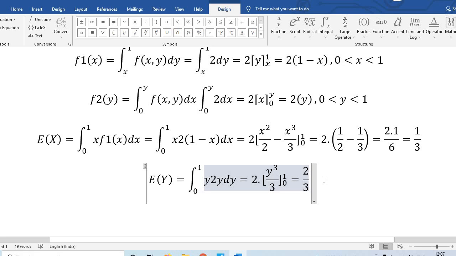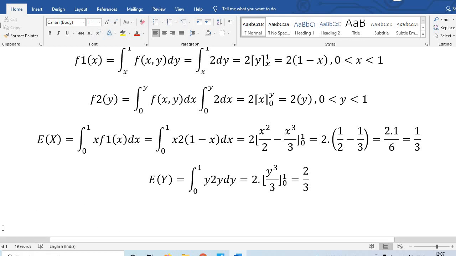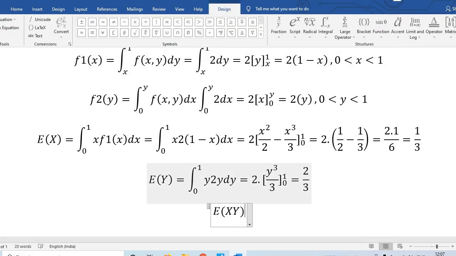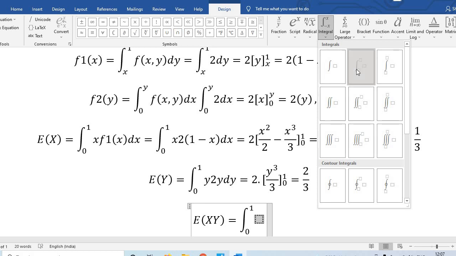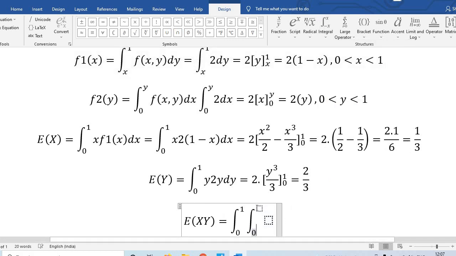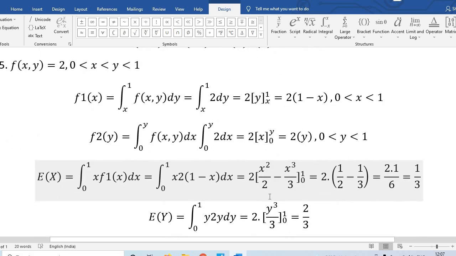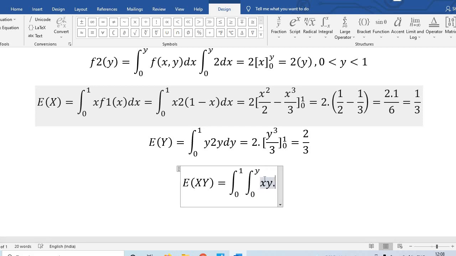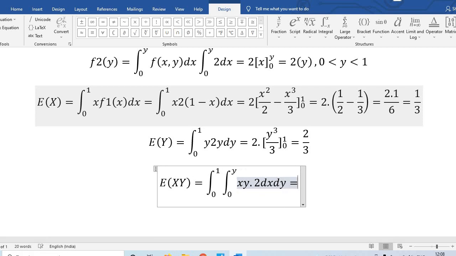Now we have to find out expectation of xy. So how can we find expectation of xy? The range of y is 0 to 1, and x ranges from 0 to y. Expectation of xy equals the double integral of xy into f of x comma y, that is 2 dx dy.